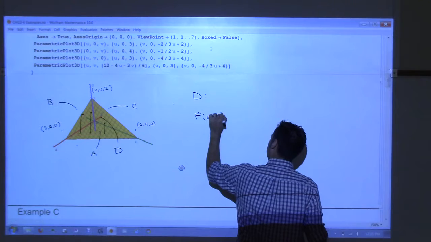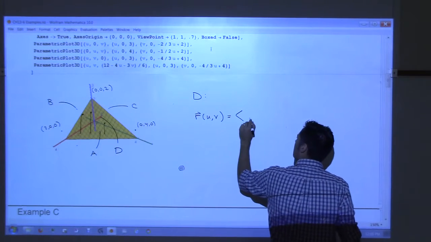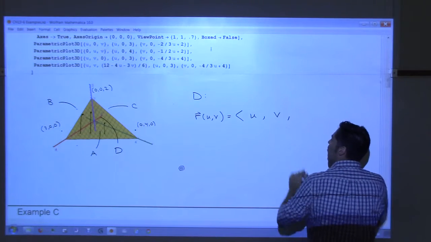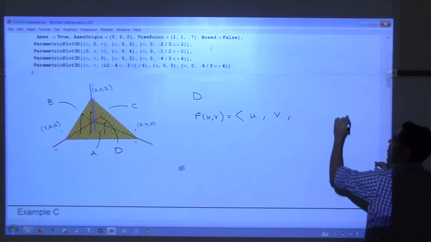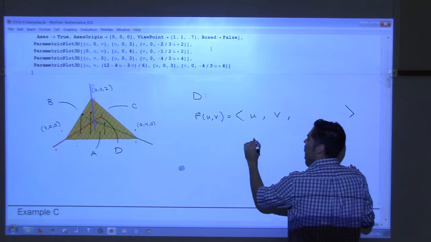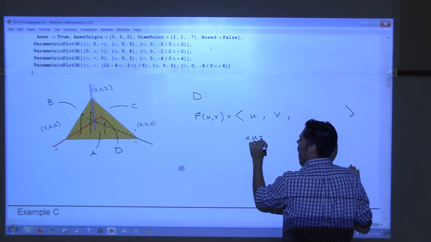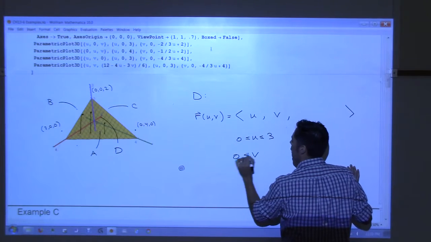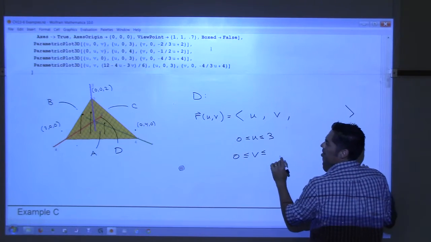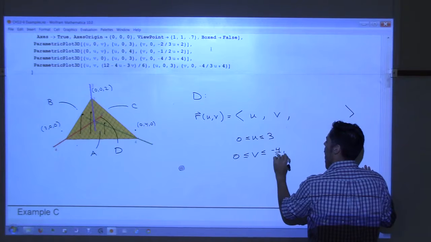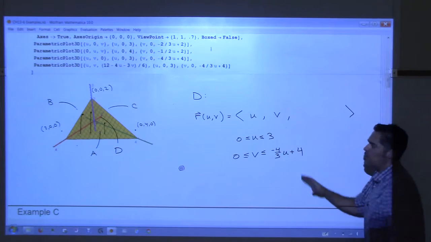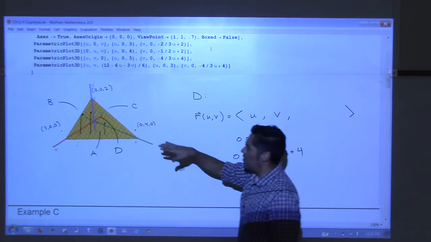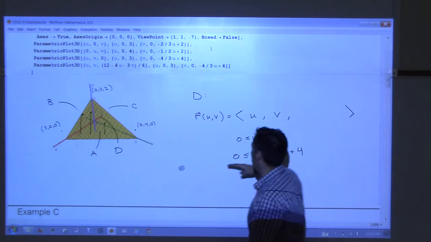It was U, V, and then it was 0. I'm not going to put 0 there. I'm going to leave some room here. And then our U was between 0 to 3, and our V was between 0 and -4/3 U plus 4, right? Those were the same restrictions. This will draw the plane on the flat sheet, on the XY plane.